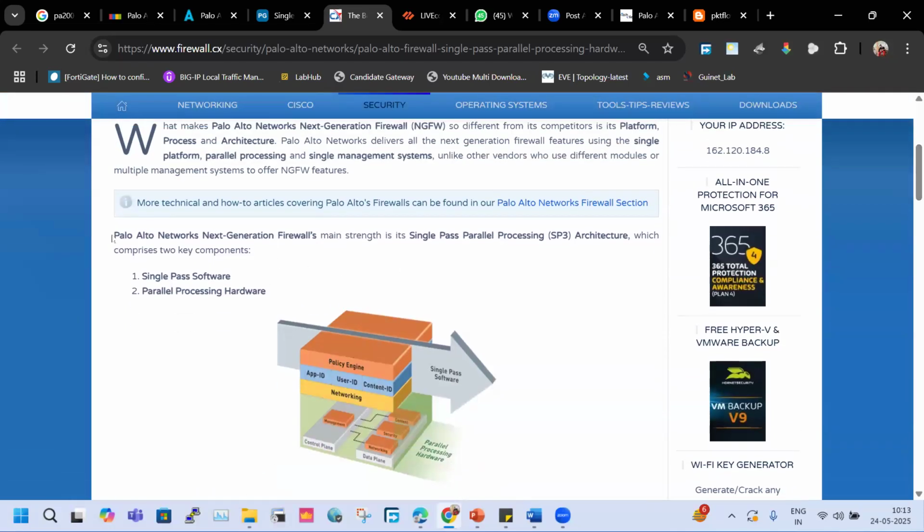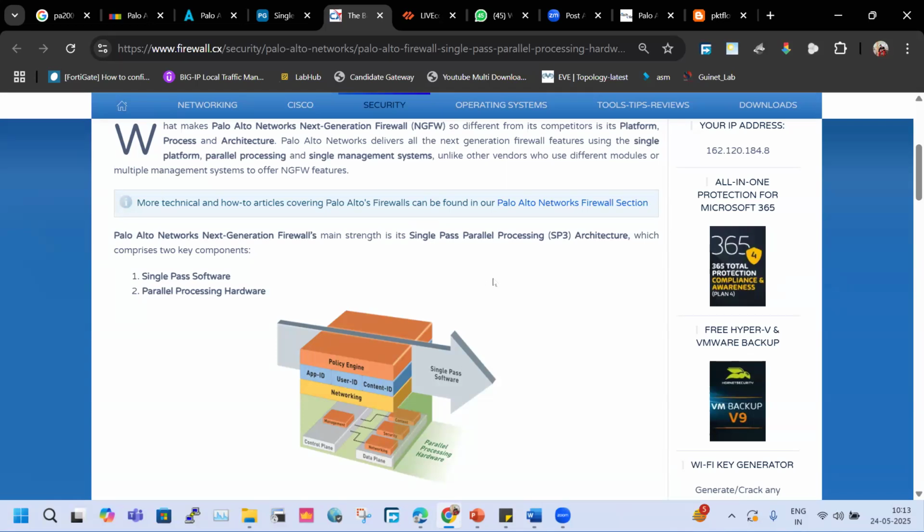If you see this diagram, the Palo Alto firewall architecture has a unique feature called single pass parallel processing architecture, SP3. It works on the principle of single pass parallel processing architecture, right? No other firewall in the market works on this architecture or this processing methodology. This is the only firewall that works on SP3.